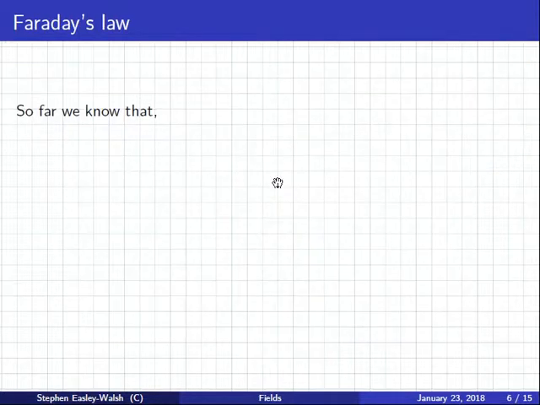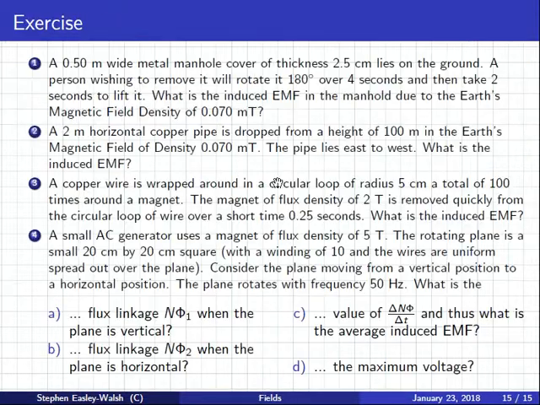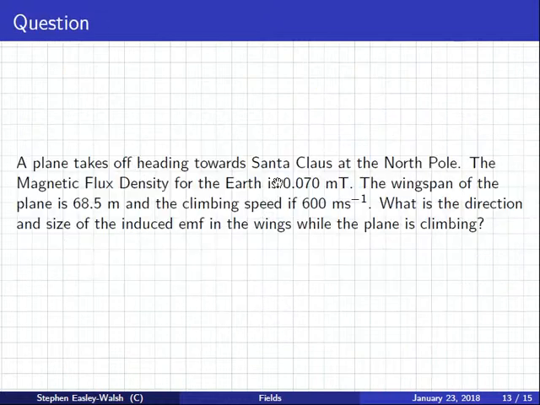Next example. Right. I think you're getting the idea. I'm going to do this once, last example, but I want you to try it. A plane takes off heading towards Santa Claus at the North Pole. The magnetic flux density for the Earth is tiny. This is what it is for the Earth. It's 0.07 millitesla. Yes, that's the real value for the Earth. The wingspan of the plane is 68.5 meters, so that's how long the plane is.